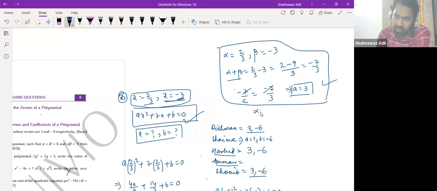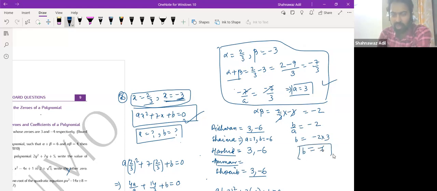So this would be alpha into beta, which is 2 by 3 into minus 3. So this is minus 2, and alpha into beta is b by a, right? This is minus 2. a is 3, so minus 2 into 3 is minus 6. Yes, this is more simple. So in this way, we can also do this question. Any method we can choose, but this one is simple, right? Good.